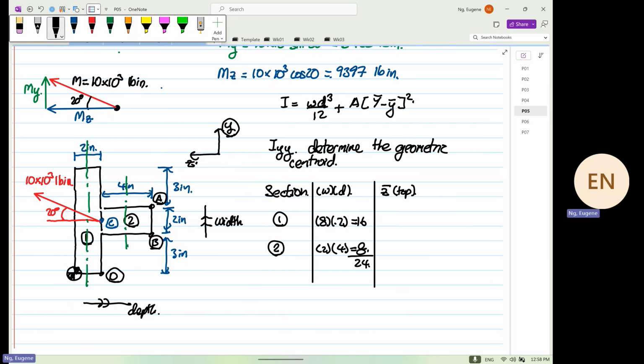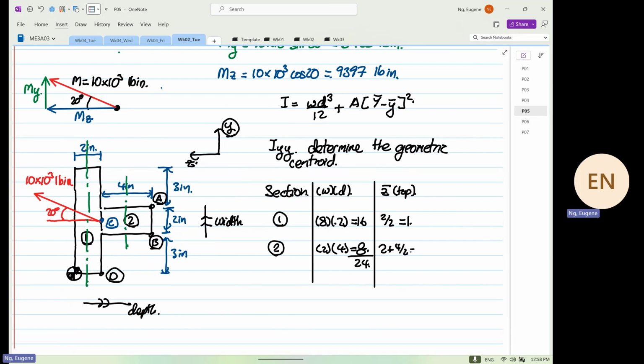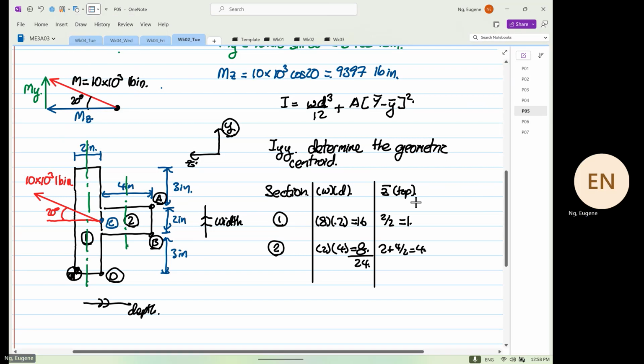So for this case, this will be 2 divided by 2 is equal to 1. This will be 2 plus 4 divided by 2. This is equal to 3. Okay. 4 divided by... yeah, Eugene, is it? Come on, 4. Okay. If I make a mistake, please tell me.